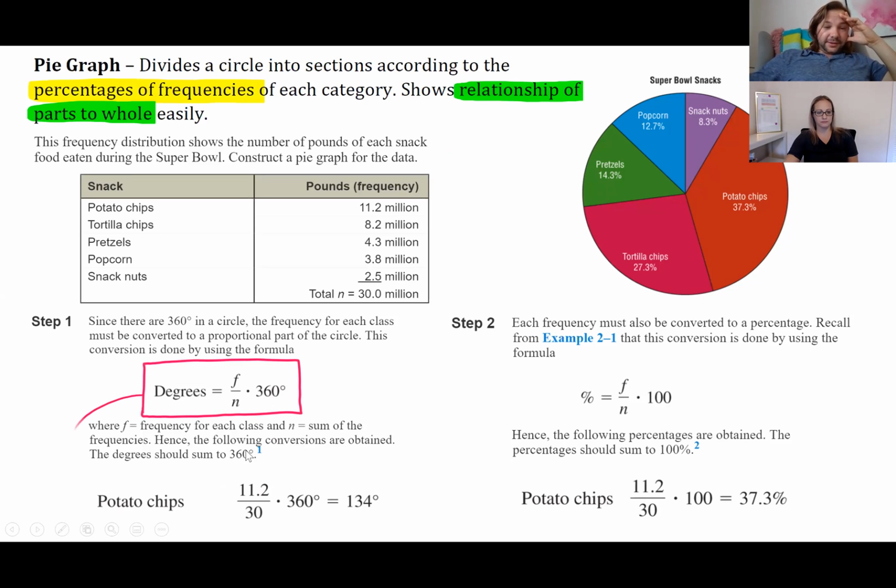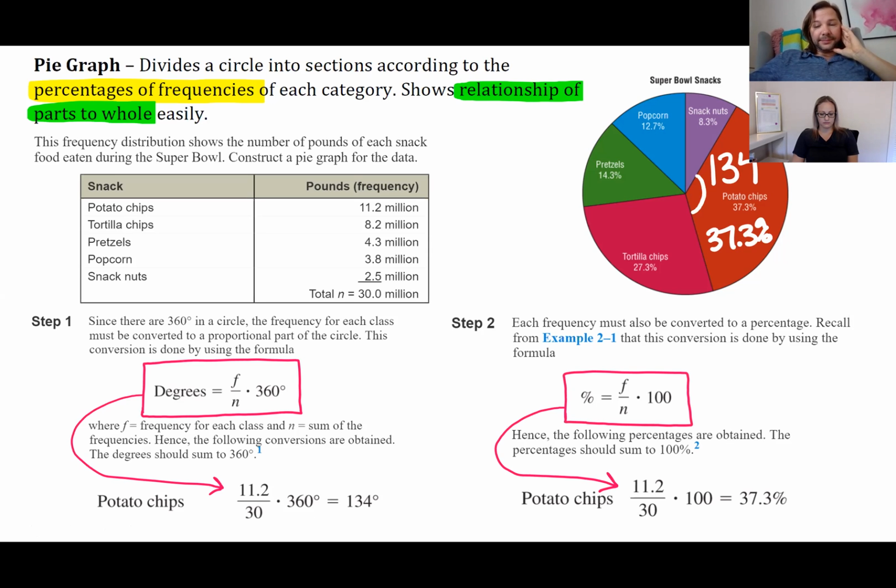Okay. And so, for instance, if we do potato chips up here, we see that the frequency is 11.2 million. The total frequency is 30 million. So you take 11.2 divided by 30, and then you multiply that by 360 degrees, and that gives you 134 degrees. So that means that the potato chip slice should be 134 degrees wide.